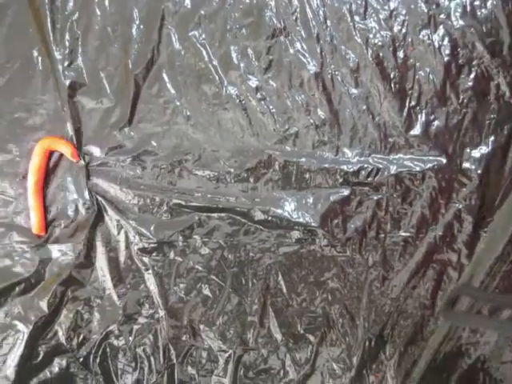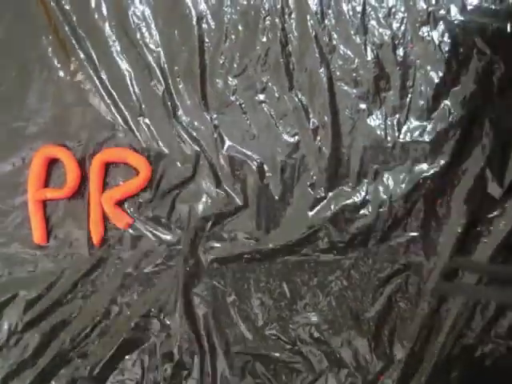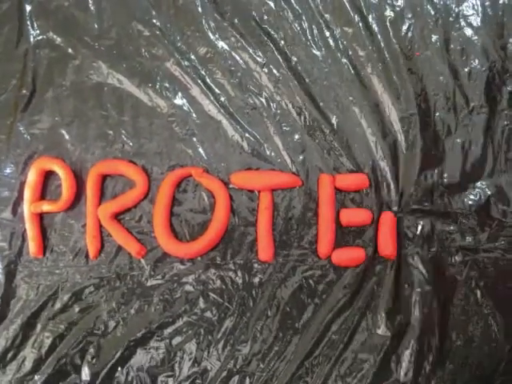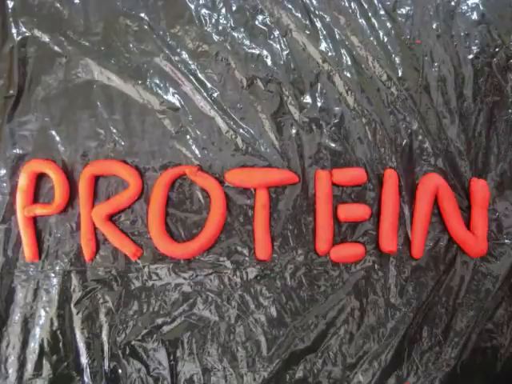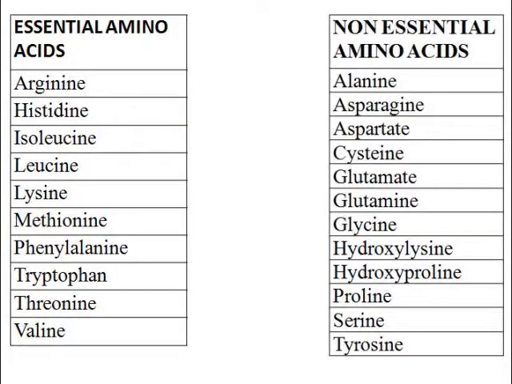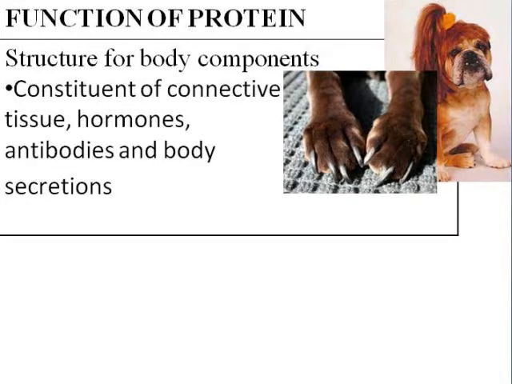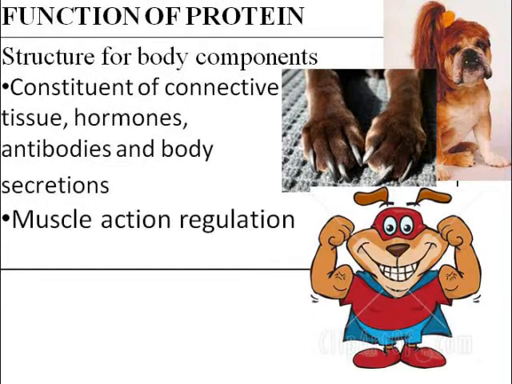Dogs need dietary protein to provide the essential amino acids that their tissues cannot synthesize in sufficient quantities. Nitrogen is also provided from dietary protein, which is used for biosynthesis of non-essential amino acids. Both are metabolized for energy or are reformed into new proteins. Proteins have numerous functions. They provide structure for many components of the body. They are a constituent of connective tissue, hormones, antibodies, and body secretions. They are involved in regulating muscle action.